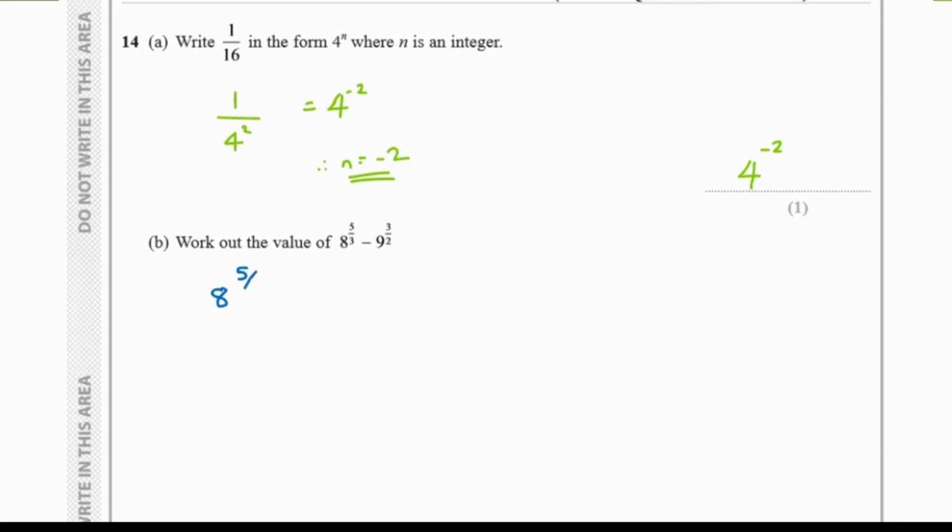So first, we can work out 8 to the power 5 over 3. This means that we first have to do 8 to the power 1/3 and then put 5 outside the bracket. 8 to the power 1/3 just means the cube root of 8, which is 2, and we've still got the power 5. So 2 to the power 5 is equal to 32.